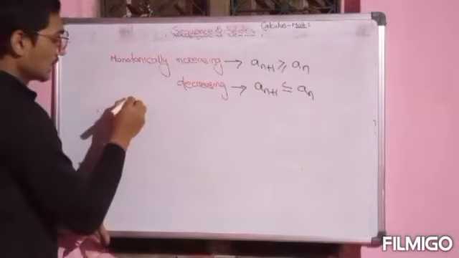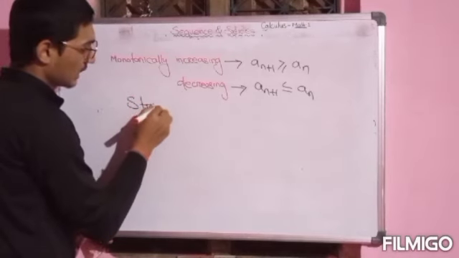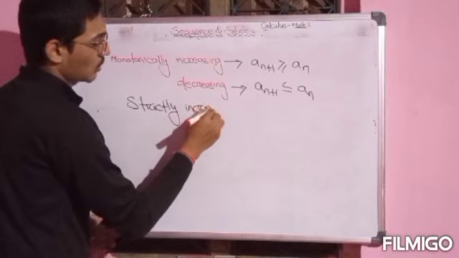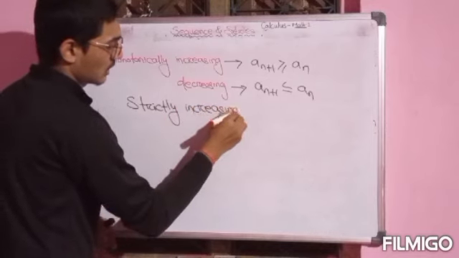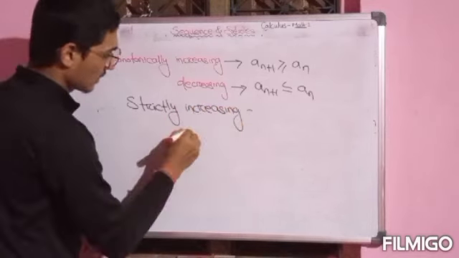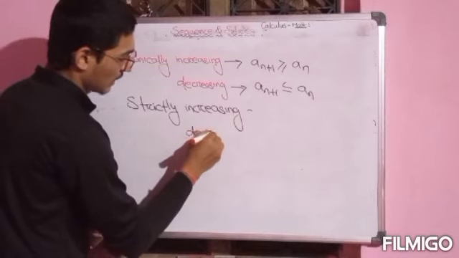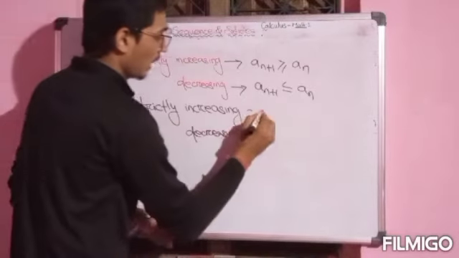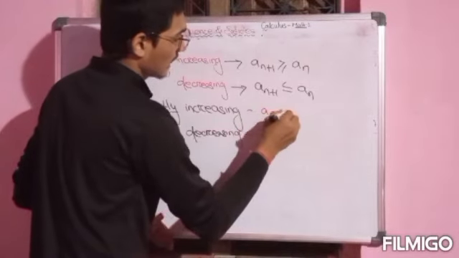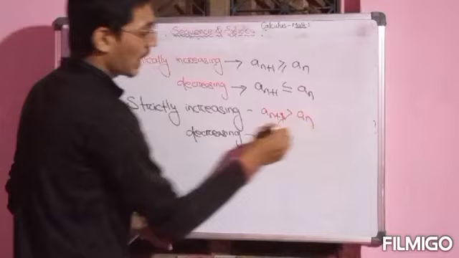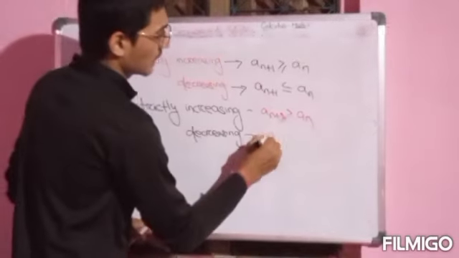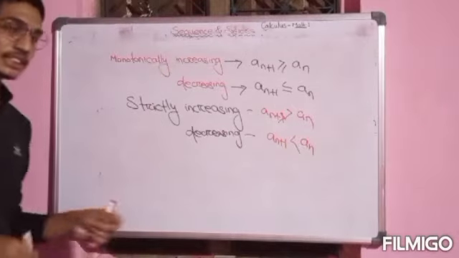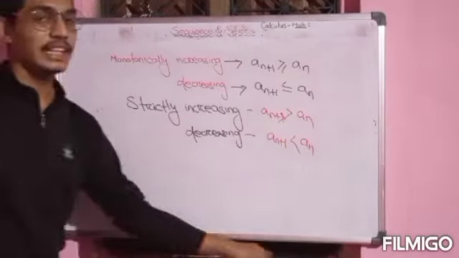Okay. Similarly, strictly increasing and strictly decreasing. These things you already learned. Strictly increasing. Another is strictly decreasing. If my n plus 1 term is greater than nth term, then I will call strictly increasing. And if my n plus 1 term is less than nth term, then we call this strictly decreasing. Okay.